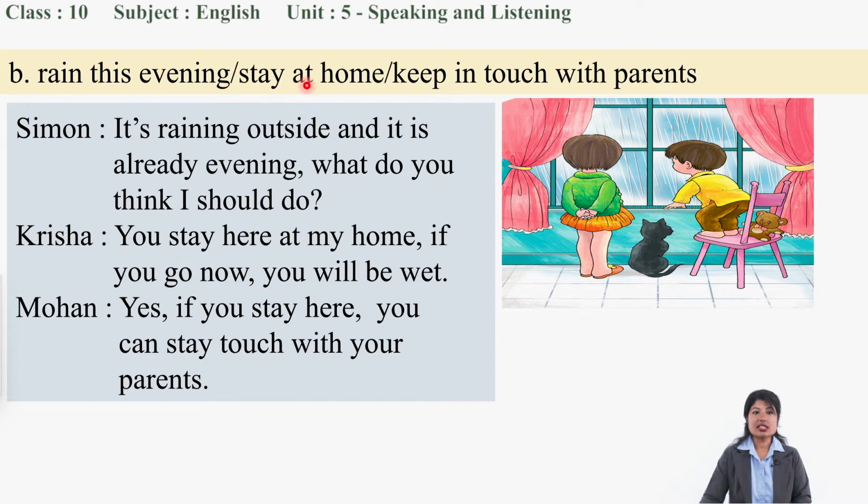B: Rain this evening, stay at home, keep in touch with parents. Simon: It's raining outside and it is already evening. What do you think I should do? Krisa: Stay here at my home. If you go now, you'll get wet. Mohan: Yes, if you stay here, you can keep in touch with your parents. If you stay here, you can stay in touch with your parents.